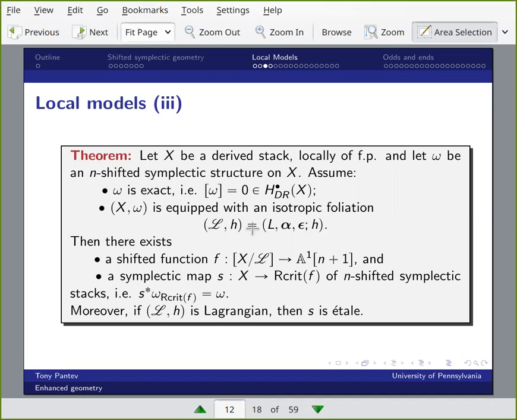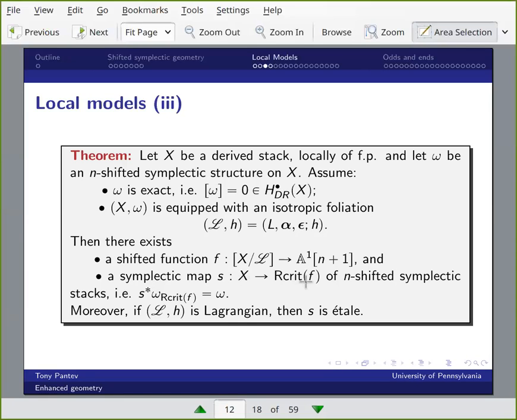and the derived critical locus of that n+1 shifted function will be n-shifted symplectic, and there is a natural map from your X to that derived critical locus, and that map is symplectic. So if you pull back the symplectic form on the derived critical locus, you'll get the symplectic form on the original guy. And if the foliation is actually Lagrangian, that map from the original guy to the derived critical locus is actually étale. So not only is the map symplectic, but it really gives you a local model for your symplectic structure. So this is the punchline.